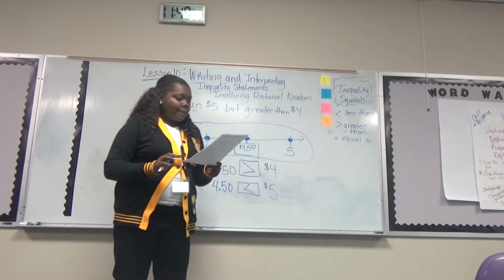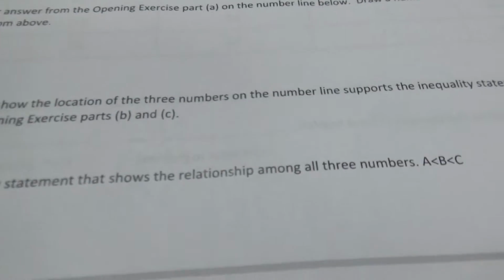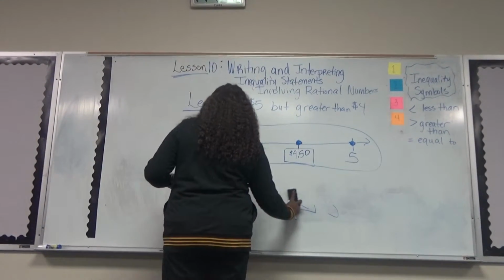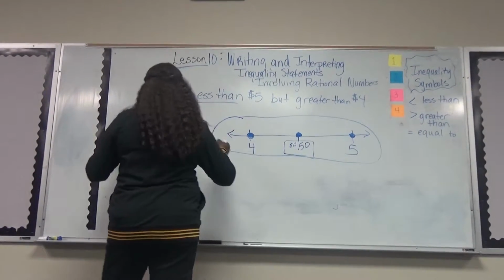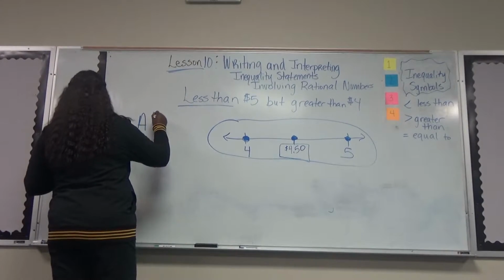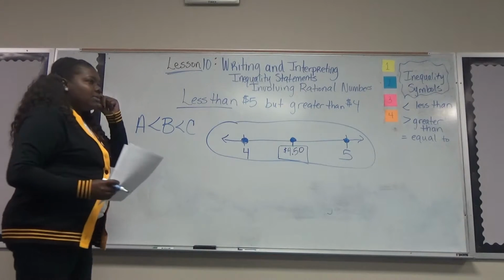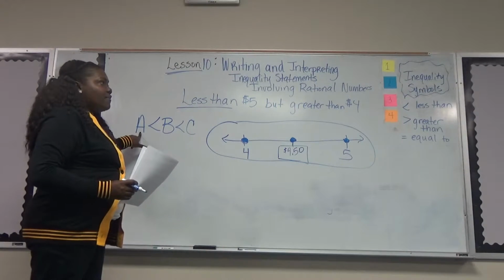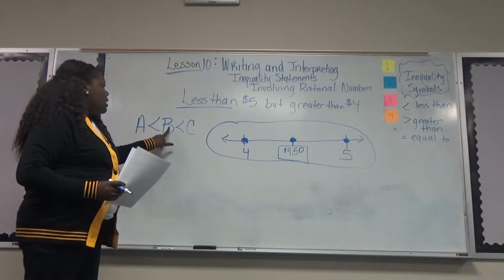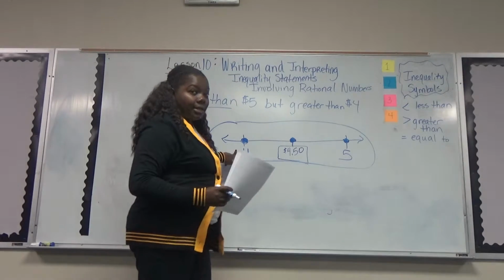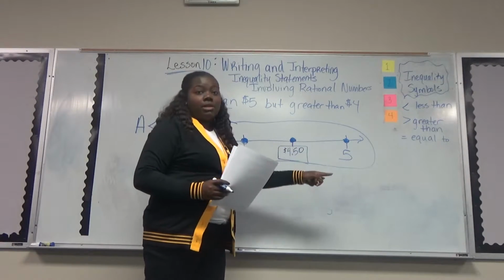I'll go to number 3. Number 3 tells you to write one inequality statement that shows the relationship among all 3 numbers. What 3 numbers are they talking about? 4, $4.50, and 5. So they want you to write an inequality statement that compares all 3 numbers. Basically, if I had A is less than B, and then B is less than C, we have to use the appropriate inequality symbols to compare our 3 numbers together.